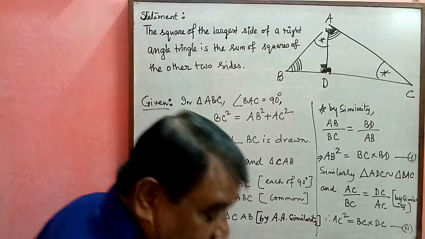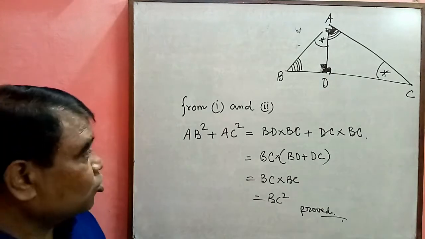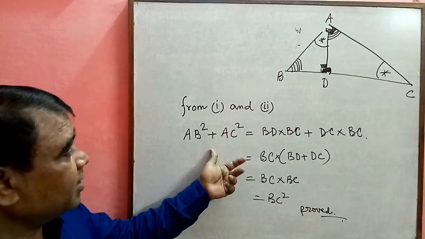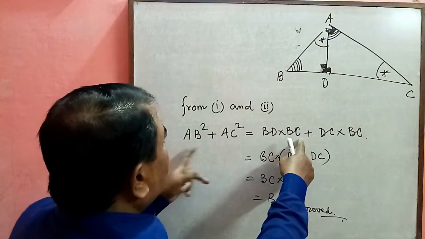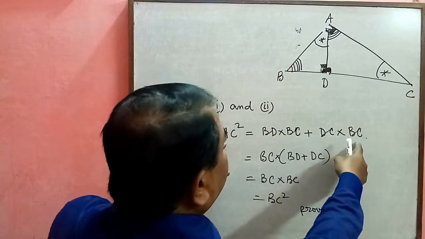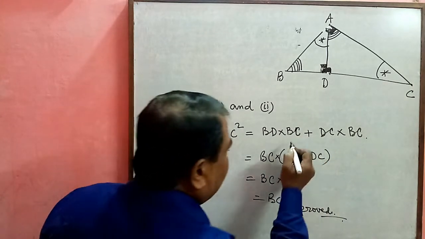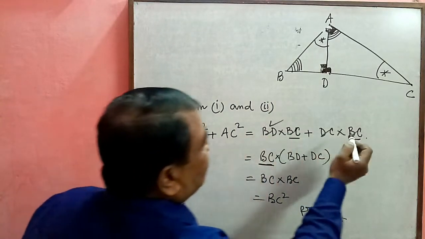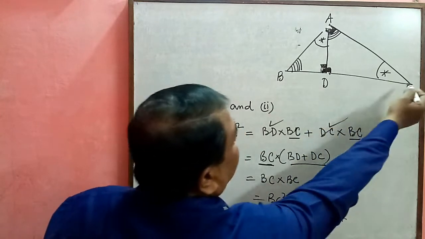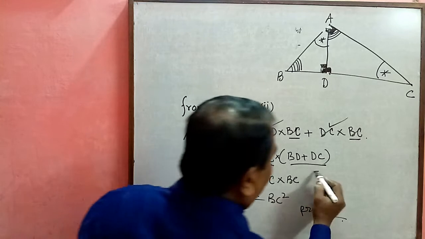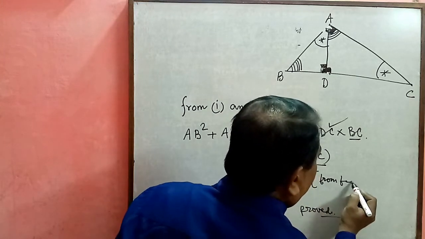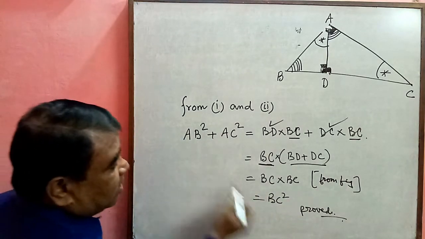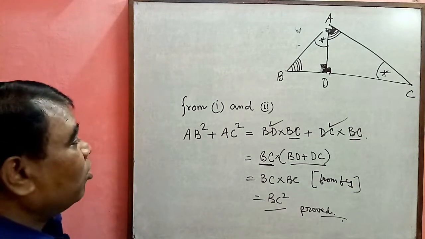So now adding, from 1 and 2 we have AB square plus AC square is equal to AB square means BD into BC, and AC square is equal to DC into BC. Now you see here BC is common to both. I have taken common BC. So this is BD and this is DC. So BD plus DC, and from the figure, BD plus DC is BC. So BC into BC is again BC square. So AB square plus AC square is equal to BC square. This is the proof of Pythagoras theorem.